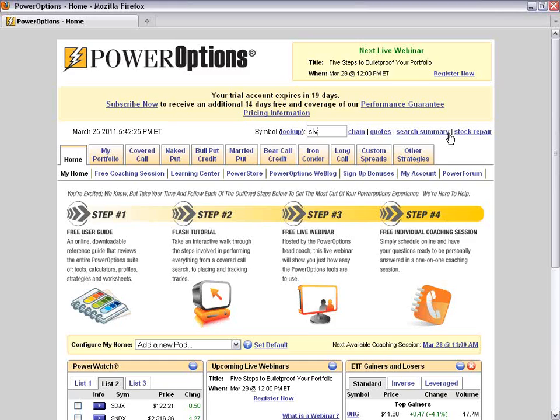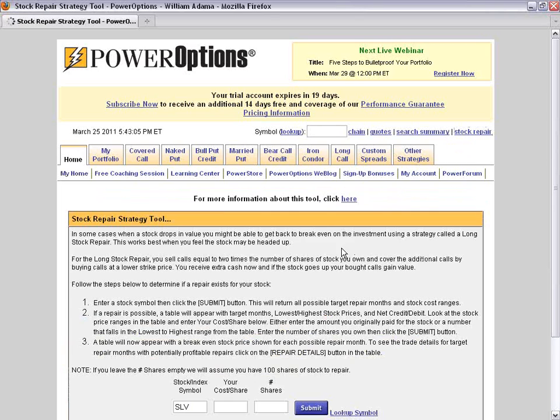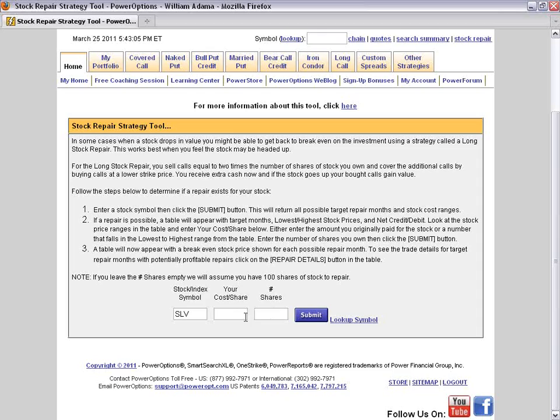But what the stock repair will do is, if you own shares of stock that have recently dropped in price, you're forced to buy shares of stock at a higher strike price because you had a naked put position and the stock has an unrealized loss. So take a look at this stock repair tool, and it'll prompt you to put in your cost per share and your number of shares.